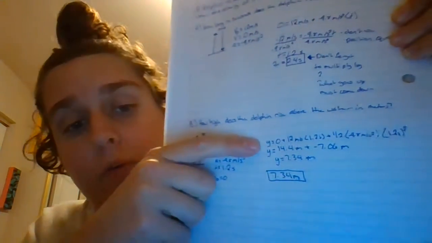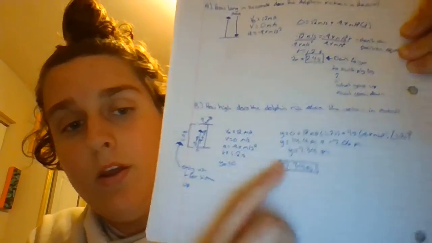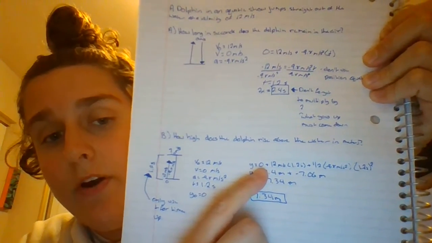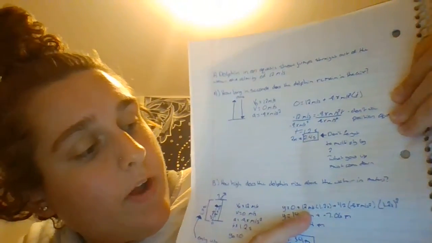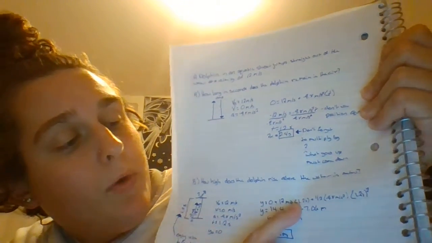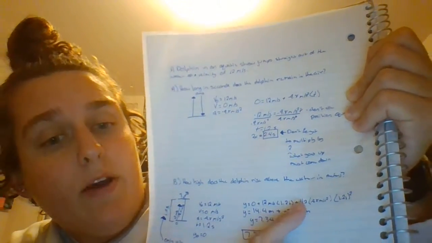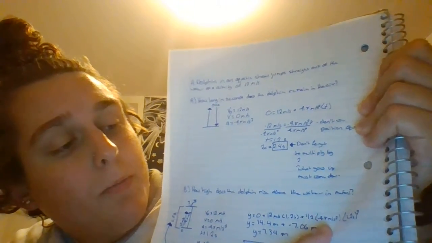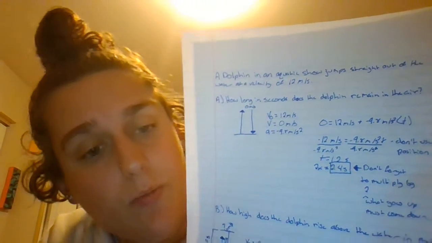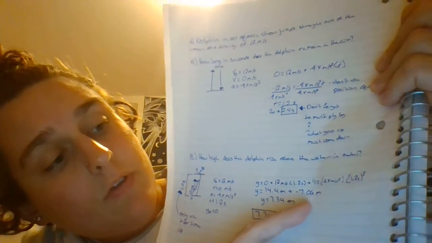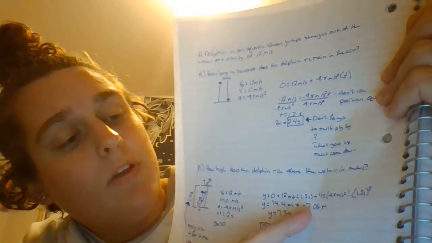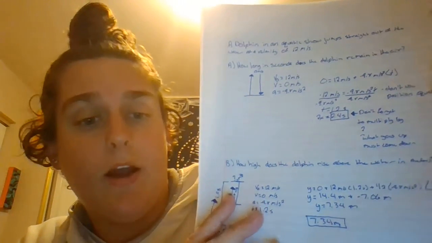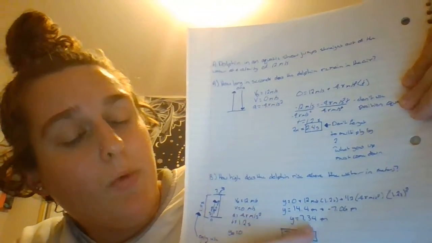The first thing I did was plug in everything, and we're solving for final position, which is y. I plugged in the initial velocity, which is 12 meters per second, times time, 1.2 seconds, plus 1/2 times the acceleration, negative 9.8 meters per second squared, times 1.2 squared. Then I simplified the problem down to y equals 14.4 meters plus negative 7.06 meters to get an end height of 7.43 meters.